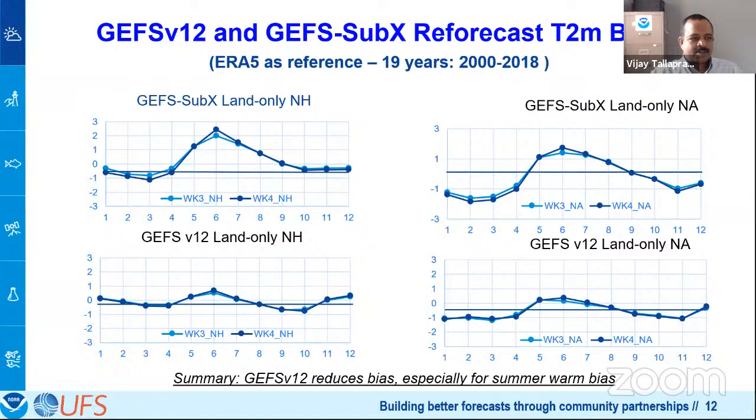Similar analysis is done using ERA5 as an independent reference. We computed the biases of the 2-meter temperature. The top two plots are for the SubX, land only, Northern Hemisphere and North American region. There is a strong positive bias that was shown in the 2-meter temperatures, especially in weeks 3 and 4. And that bias has been substantially reduced with GEFS-v12. The summertime warm bias definitely has improved from the reforecast data that we produced.